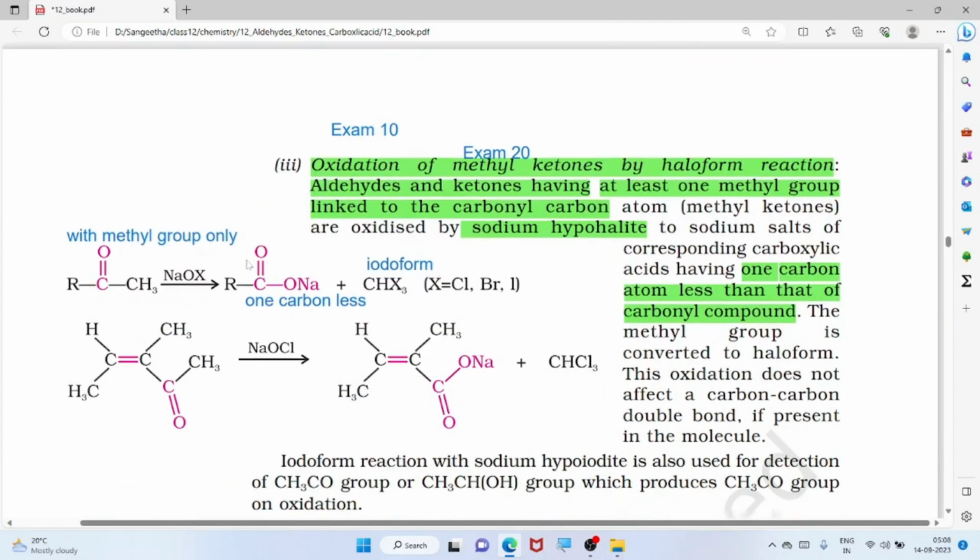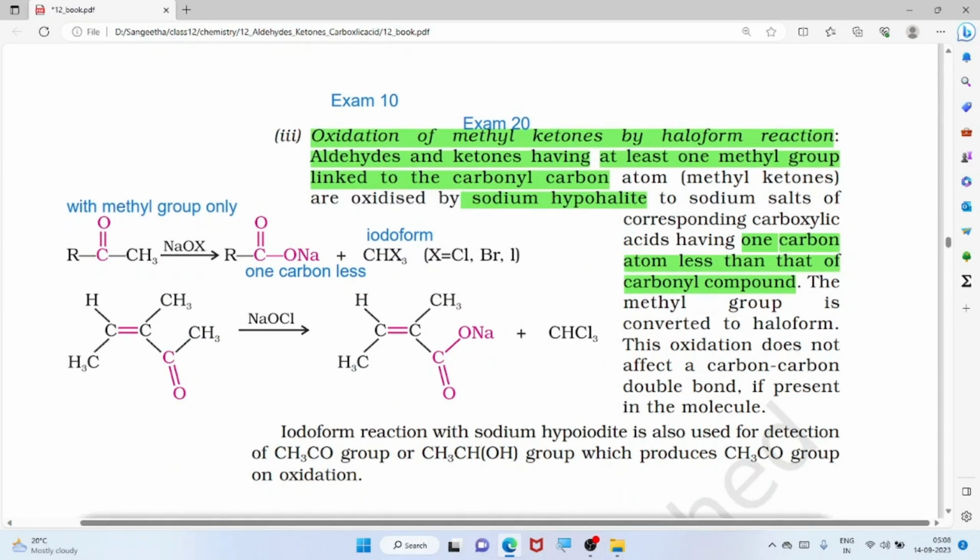Haloform reaction. This is for aldehydes or ketones with only one methyl group, like this methyl group, to form iodoform. CHX can be CHI3, so this can be iodoform. If it is I, it is iodoform. The product has one carbon less than the carbonyl compound.